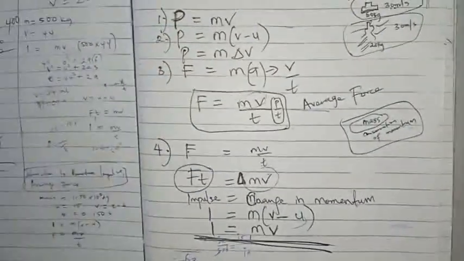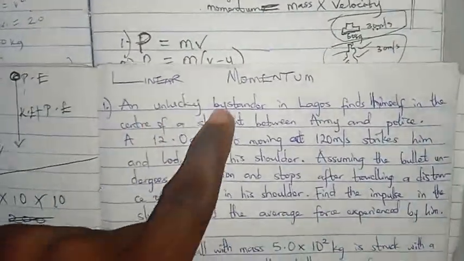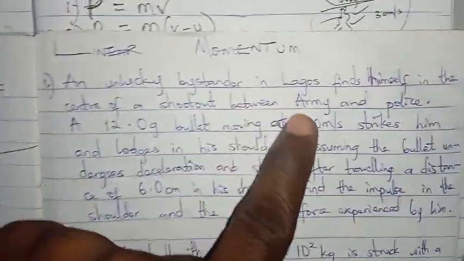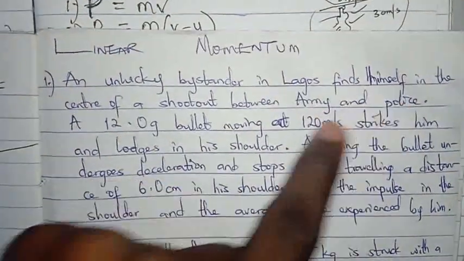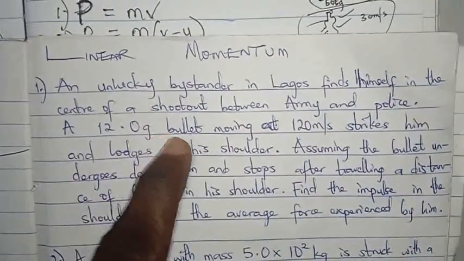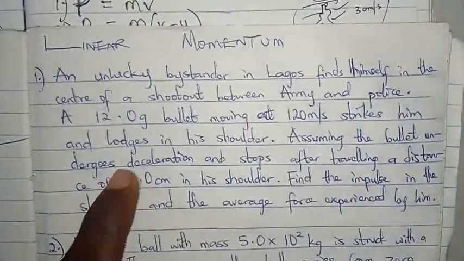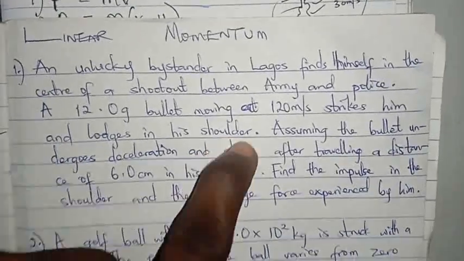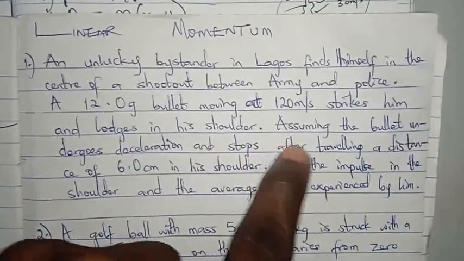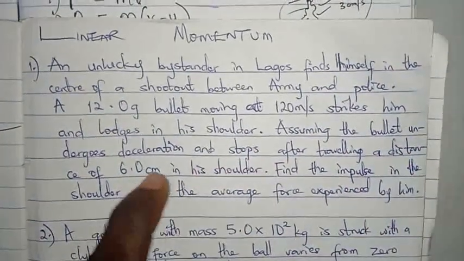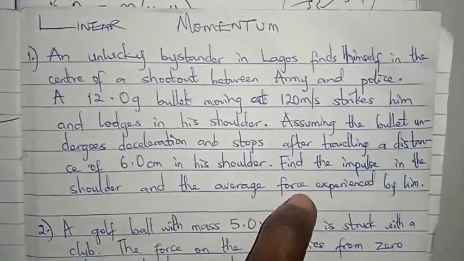I have here before me: an unlucky bystander in Lagos finds himself in the center of a shootout between army and police. A 12.0 gram bullet moving at 120 meters per second strikes him and lodges in his shoulder. Assuming the bullet undergoes deceleration and stops after traveling a distance of 6.0 centimeters in his shoulder, find the impulse in the shoulder and the average force experienced by him.